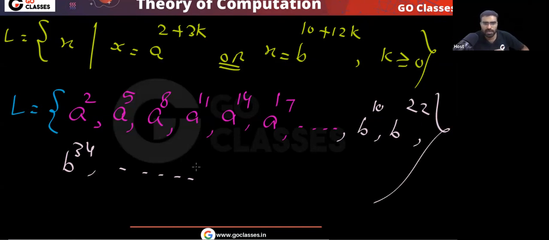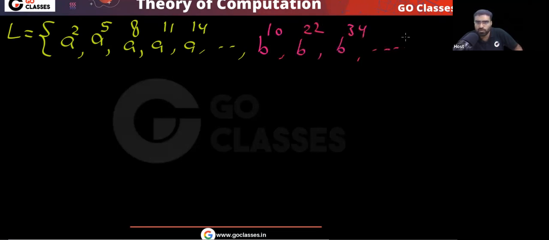So this is your language. So first you understand the language. The language is this: a power 2, a power 5. There is a gap of 3. A power 8, a power 11, a power 14, and so on. Also you have b power 10, b power 22, b power 34, and so on. This is your language. Okay.